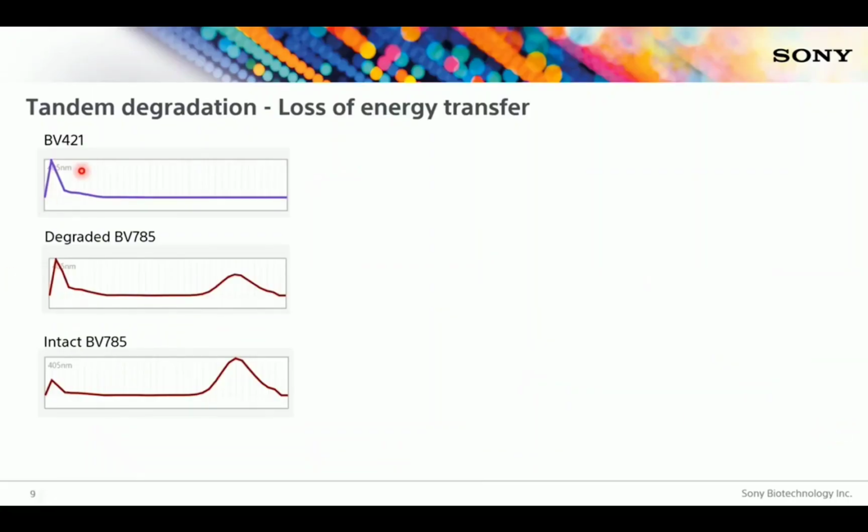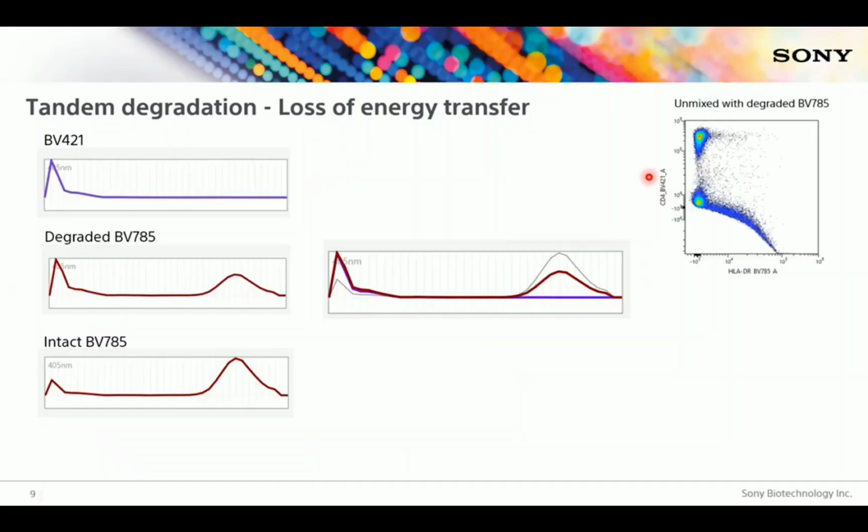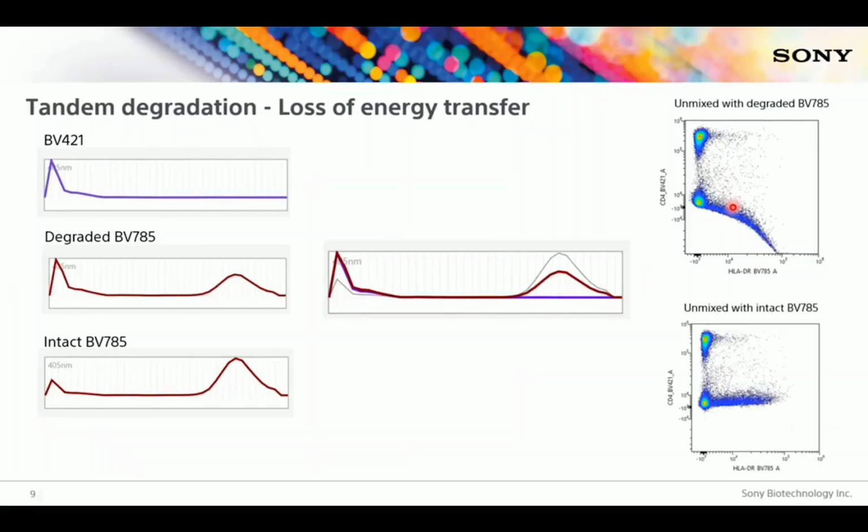Comparing the spectrum of BV421, degraded BV785, and intact BV785, we see that loss of energy transfer from donor to acceptor alters the spectral shape. If the single-stain control contains a different tandem dye than the sample, unmixing will not work correctly. This is evident in these plots. However, when we use the correct intact dye as the control, the data appears as expected.